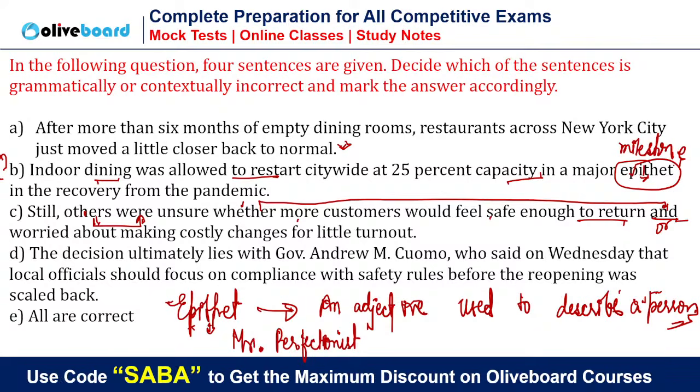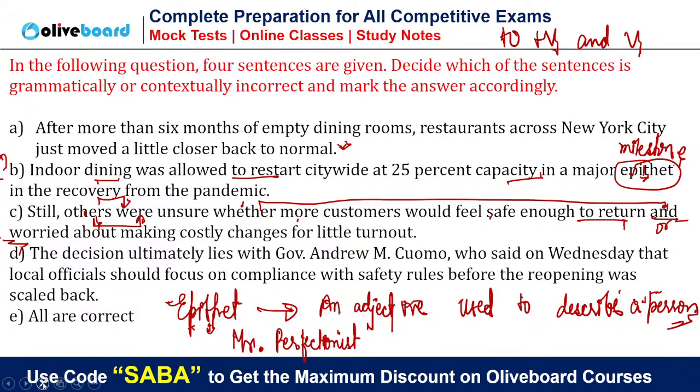अब इसका structure समझिए. Others were unsure. I'm telling you all your doubts in this sentence. Still, others were unsure whether more customers would feel safe enough to return. Now, many people said that to return and worried. Right? हाँ, मुझे पता था. I know that you people will say to plus V1 and V1. Am I right? You did that parallelism?